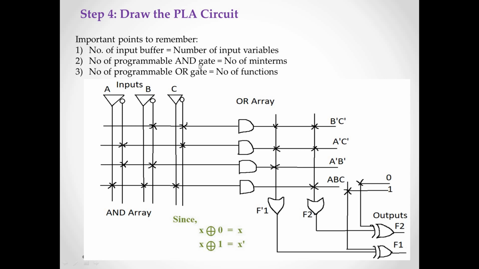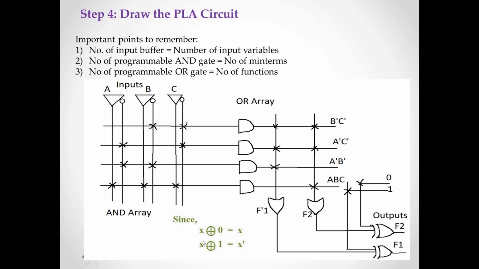Then, the number of programmable AND gates is equal to the number of minterms. There are 4 product terms, so you have to draw 4 lines. Then, the number of programmable OR gates is the number of functions. After that, you mention the 2 outputs, F1 bar and F2. You mention which product terms belong to F1 bar and which product terms belong to F2, using cross lines over here, and finally you connect to the XOR gate.